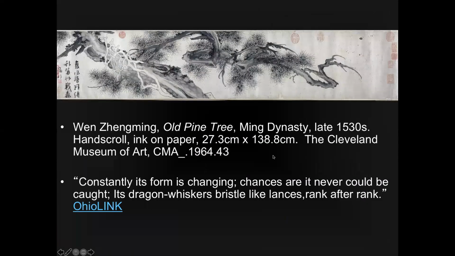So that's kind of the concept that we have here. It's a little bit easier to see in this painting. If you want to pause it and pick out the qualities that you see that are dragon-like, I think it'll come out of it. So take a pause, maybe write some of those things down, and you can get an idea of what these pieces are like. So the poetry on this says its form is constantly changing. Chances are it never could be caught. Its dragon whiskers bristle like lances, rank after rank. So this combination of power, flexibility, speed, suppleness is something that we see in these paintings.